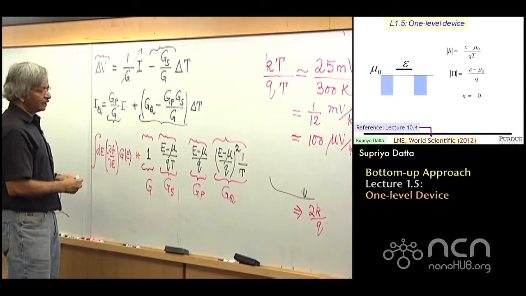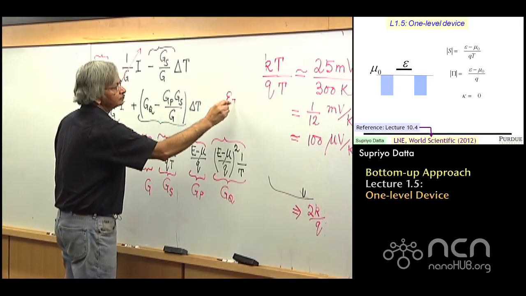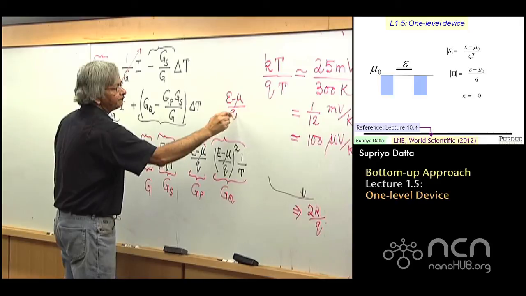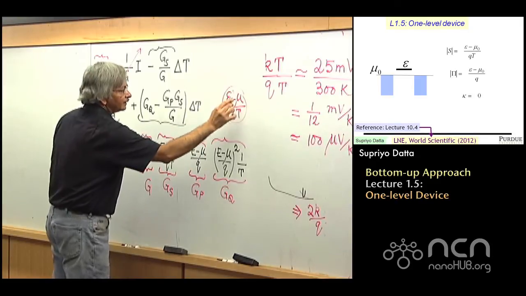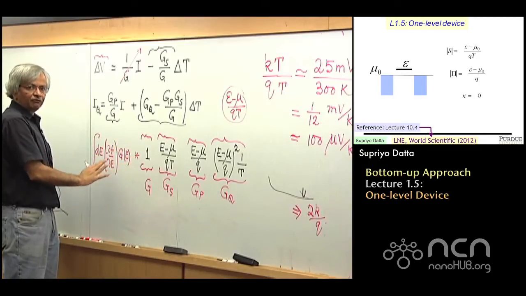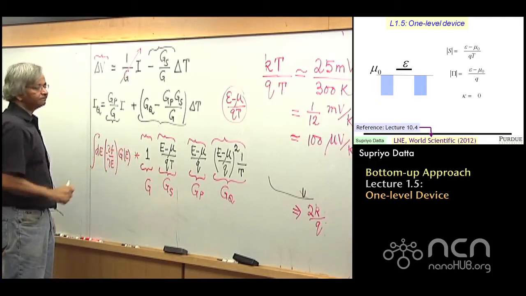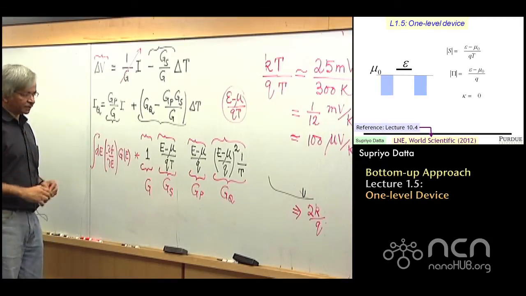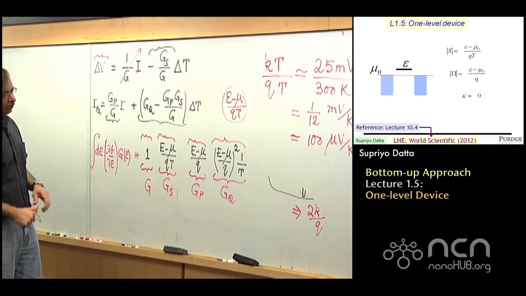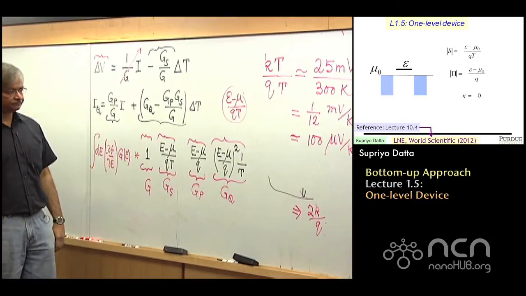That is, the expression I had was epsilon minus mu over qT. That's exactly what you could also get by doing it formally, using the formal expressions. And that's one of the homework problems, and we'll discuss it in the tutorial later. Now, let me tell you a little bit about the Peltier coefficient, for example.